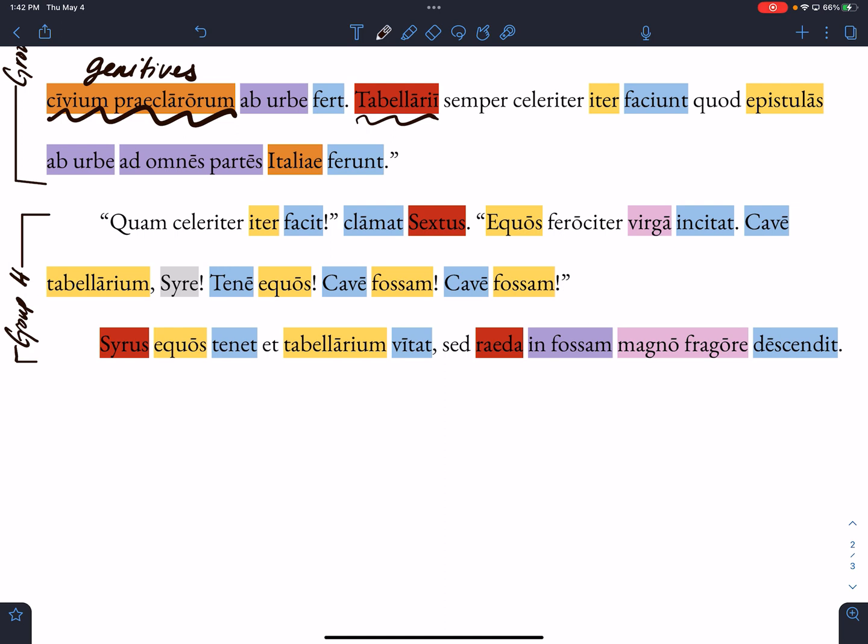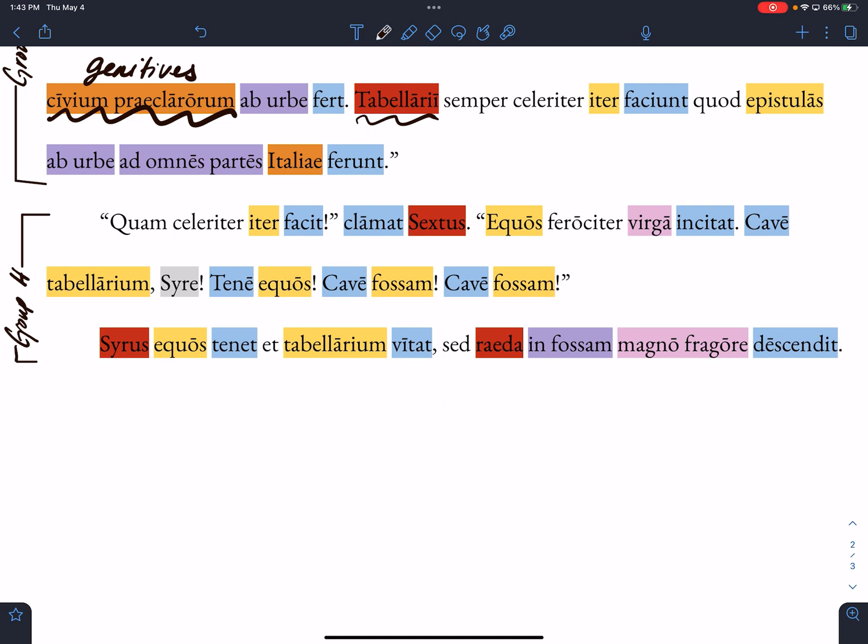How do you travel quickly? Drive the horses fiercely where to stay. Beware of the carrier side. Hold the horses. Beware of the ditch. Beware of the ditch. Cyrus holds the horses and avoids them at the chariot, but the carriage descends into the ditch. Good. Okay, so we've got two ablatives here.